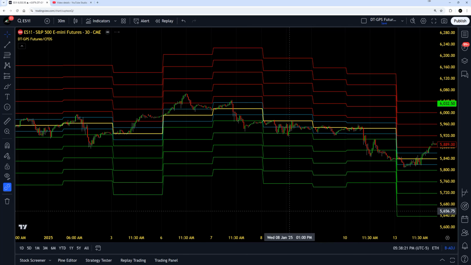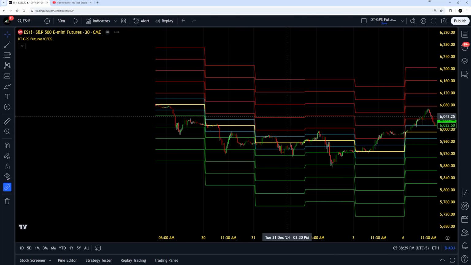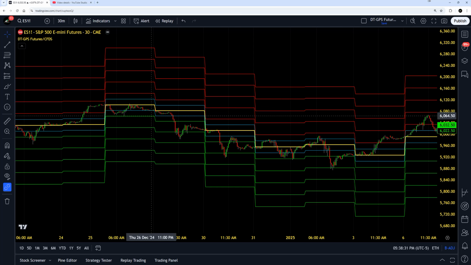So you can go back and you can sort of get a feel for the average daily ranges and how the pattern of behavior has been in the previous sessions for this particular symbol that you're looking at, and then how it reacts off certain levels.